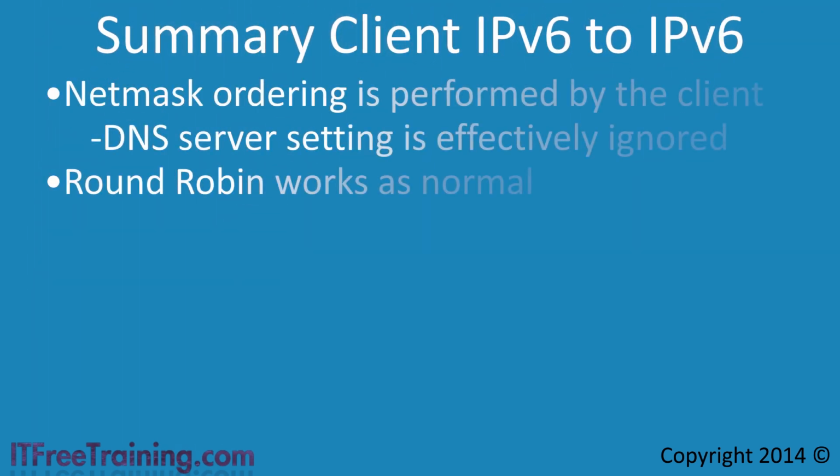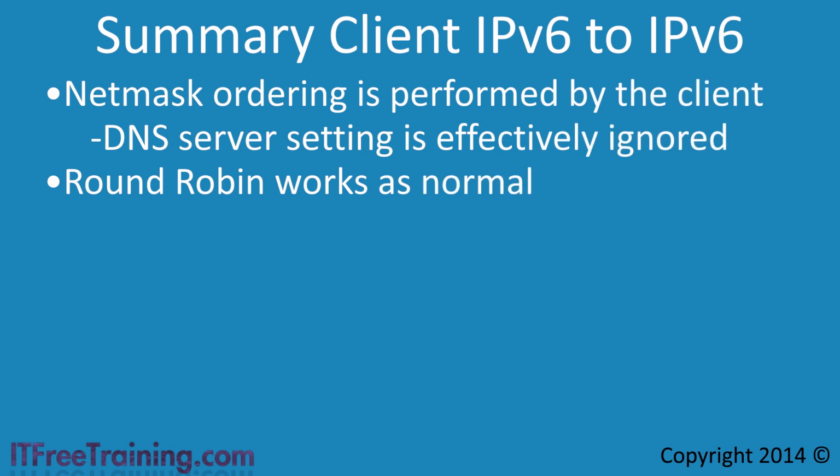Lastly, if your client is using an IP6 address and requests an IP6 address, Netmask ordering is performed by the client. This means the Netmask ordering setting on the server is effectively ignored or basically has no effect. Round robin still works as normal. As you can see, there is not much to round robin and Netmask ordering, but there are a couple of tricks that, if you are not aware of them, can cause it to work not as expected, particularly when IP6 is used. With careful planning, you should be able to get a good result on your network.